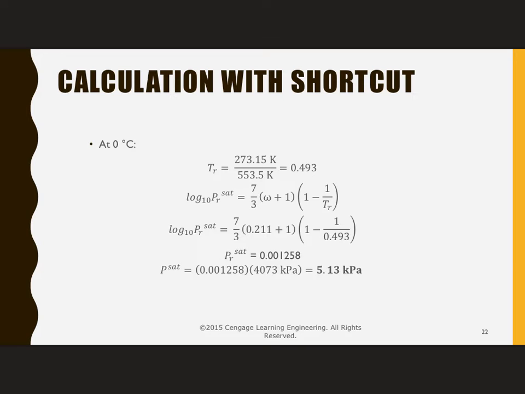Calculating the vapor pressure, don't forget to take 10 to the power of whatever answer you get here, is going to be 0.001258. This is the reduced pressure, so I still need to multiply by the critical pressure, which is 4,073 kilopascals, giving us a final answer of 5.13 kilopascals.